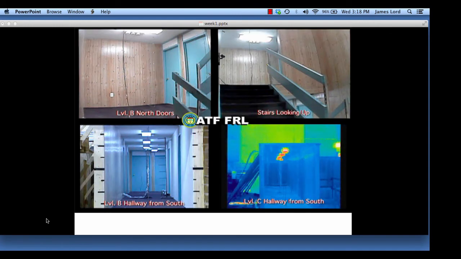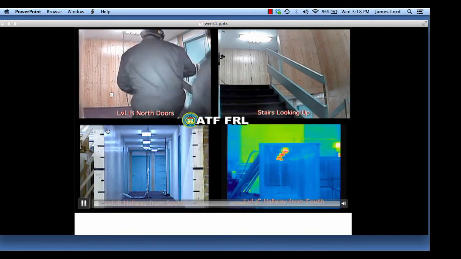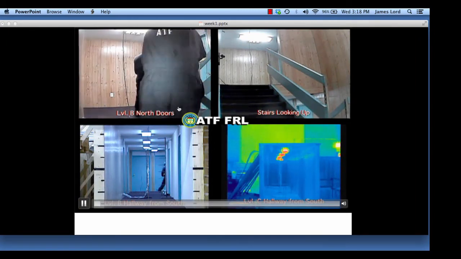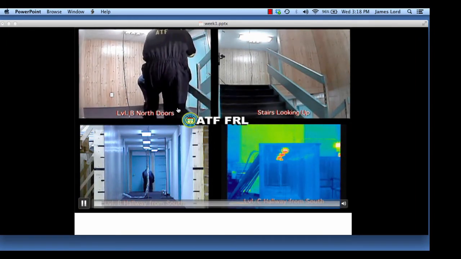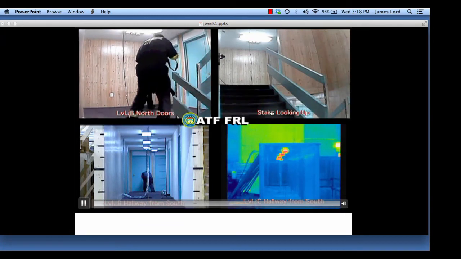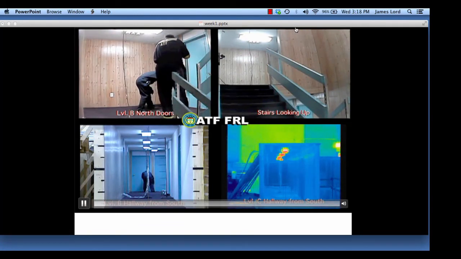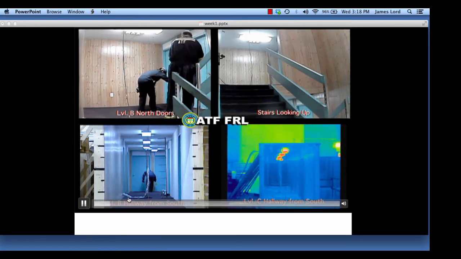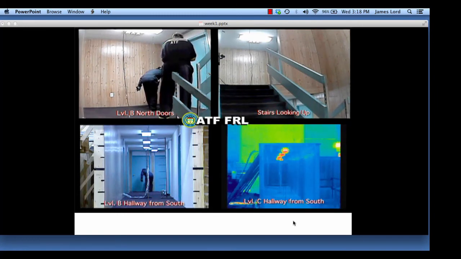The camera views are very similar to the last test. Upper left, you're going to see the gas poured in front of level B, unit 19. The upper right is going to be the view up that open stair that's right next to it. You can see in the bottom left the man pouring the gas there from the end of the hall. The bottom right is actually looking at the top floor now from the end of the hall, again with the infrared camera.